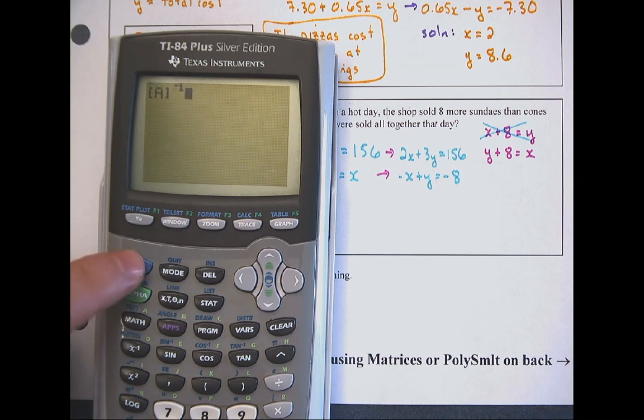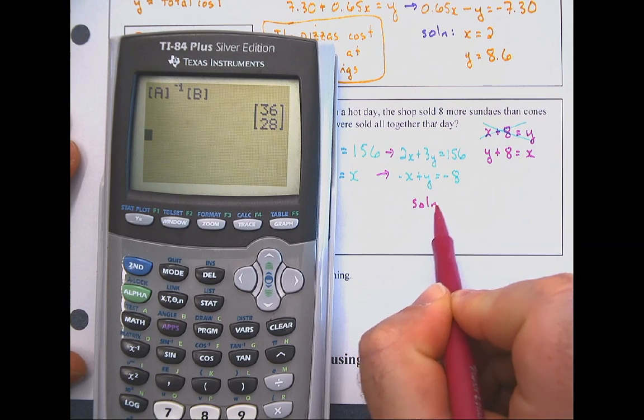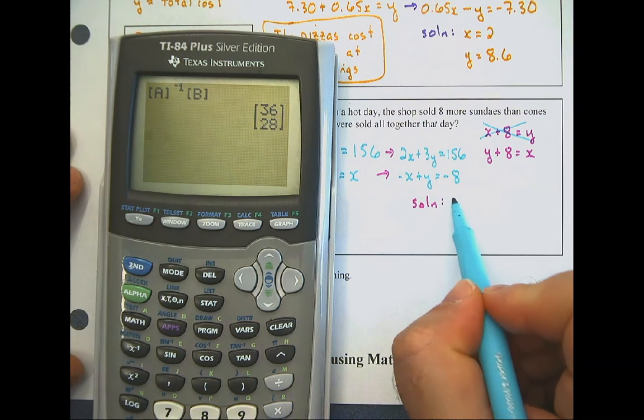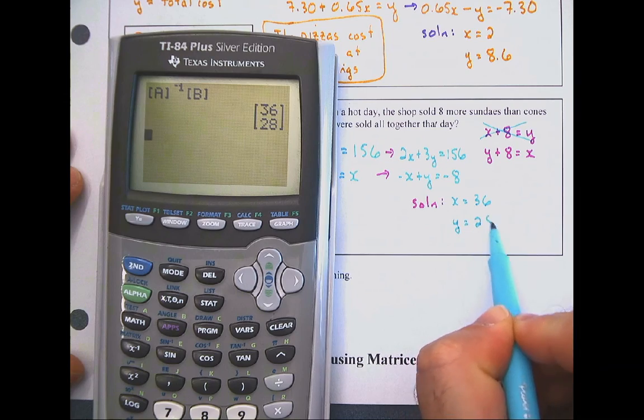A inverse B. And we get a solution of X equals 36, Y equals 28.